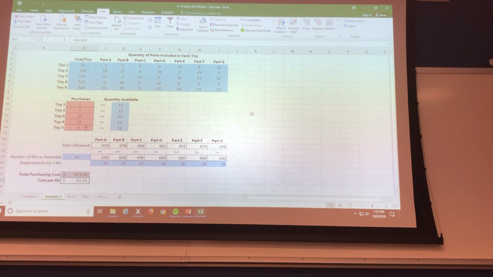Okay, so the really straightforward thing is, this is how you go to the store and buy those toys in those quantities. That's gonna cost you $871.